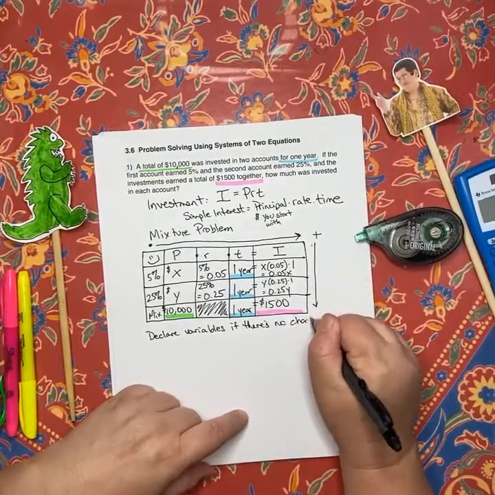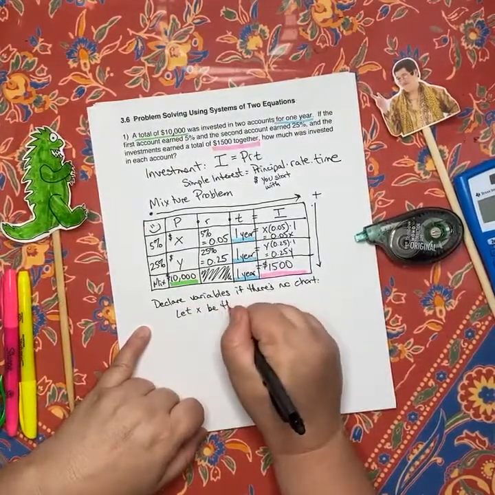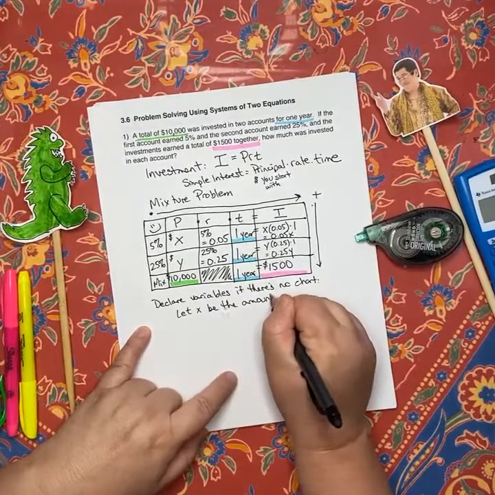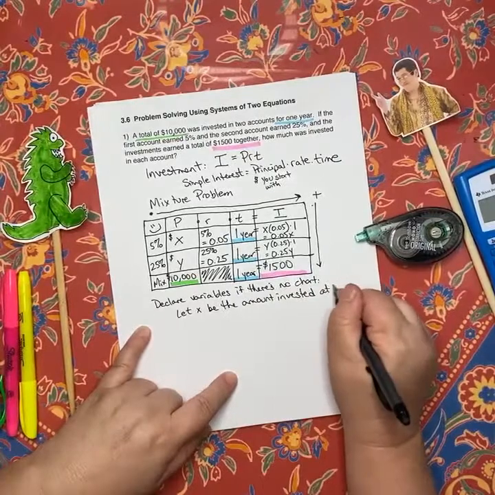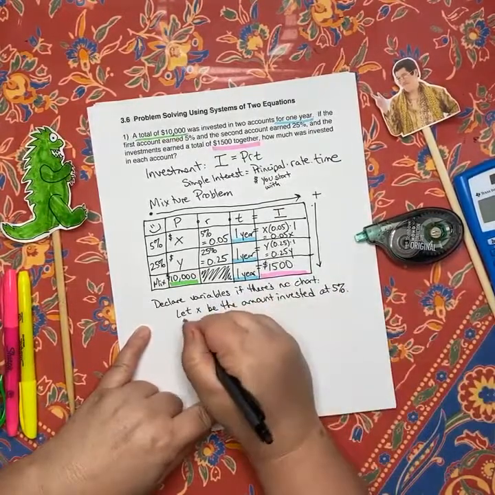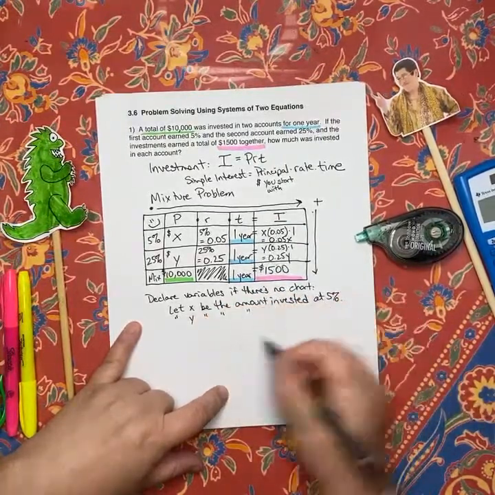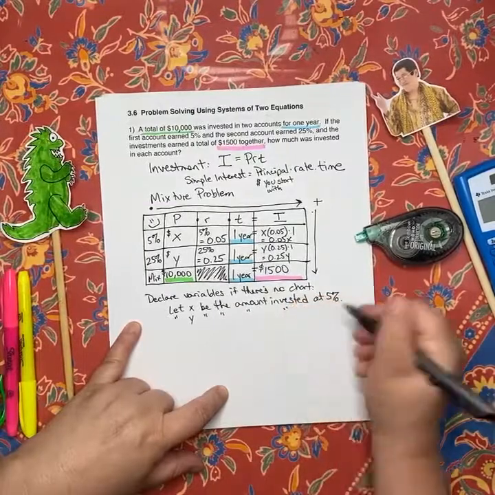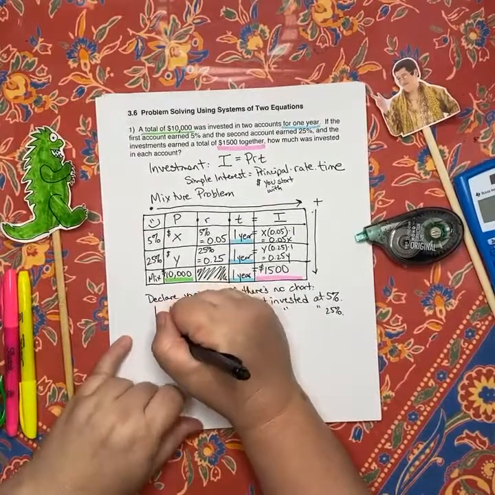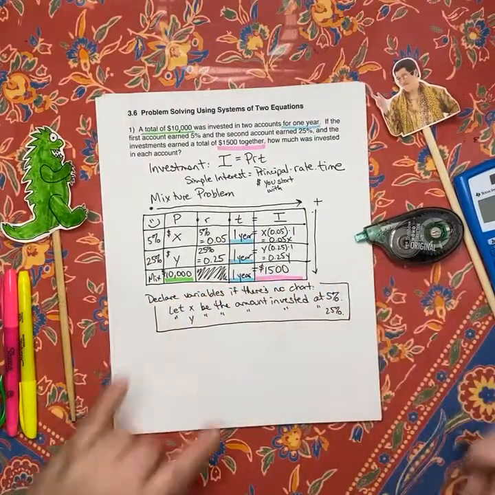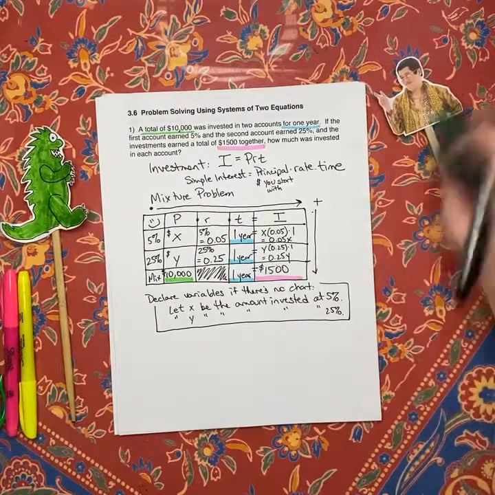If there's no chart, so what does that look like? Let x be the amount invested at 5%. And then here I love using ditto marks. They're my favorite. Let y be the amount, it means copy the same thing down below, at 25%. So that's what declaring variables looks like. If you don't have a chart, you need to tell me what your variables are. So it's the chart or declaring, or both if you feel like it.